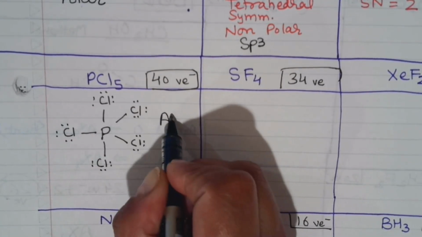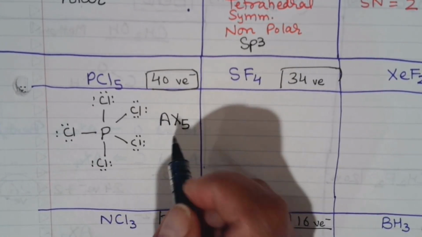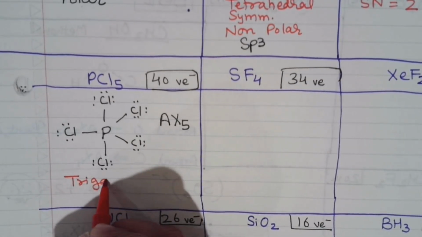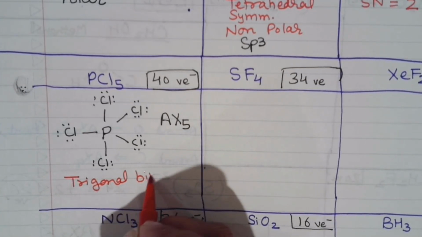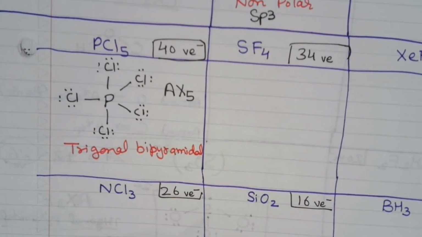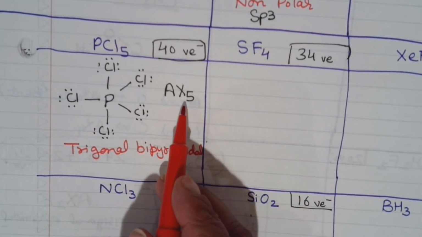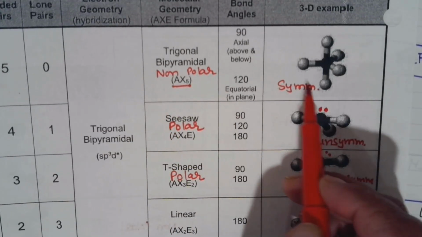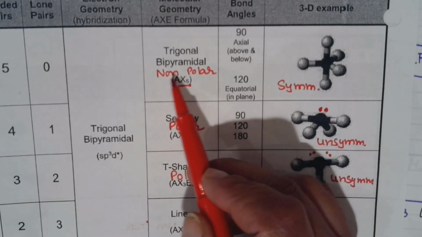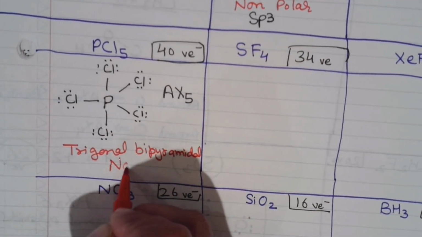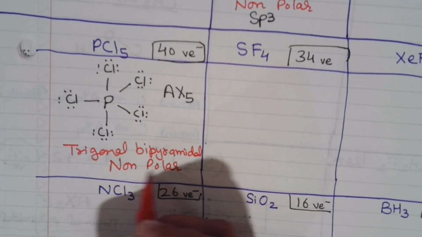The AXE formula is AX5, which is trigonal bipyramidal. Trigonal bipyramid with no lone pair, right? So that means it is symmetrical. So trigonal bipyramidal is symmetrical because all the X atoms are the same and hence it's non-polar. All the X atoms are the same, so this is a non-polar molecule, right?